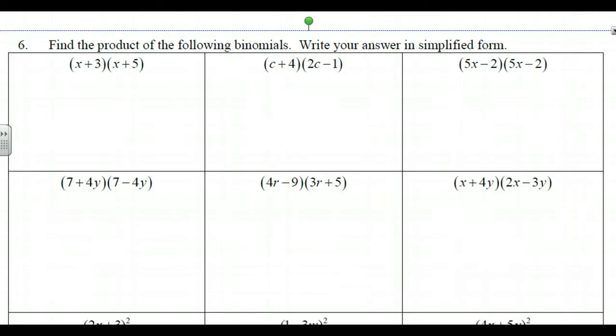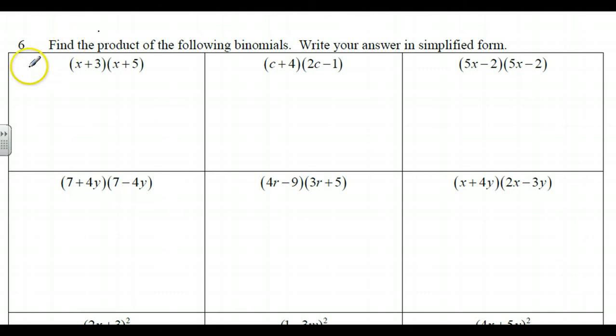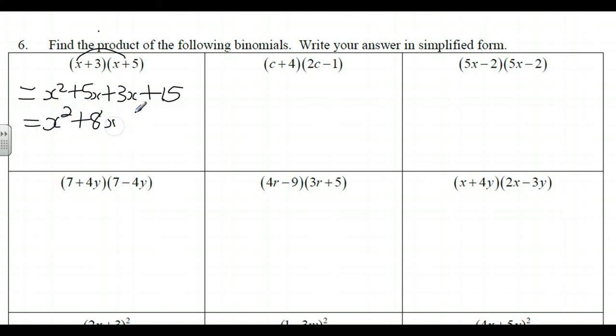Okay, moving on. This one's a long lesson, but it's very, very important. Find the product of the following binomials. Write your answer in simplified form. Okay, so I'm going to use FOIL. X times x is x squared. Outer, x times 5 plus 5x. Inner, plus 3x. And last, plus 15. X squared plus 8x plus 15.